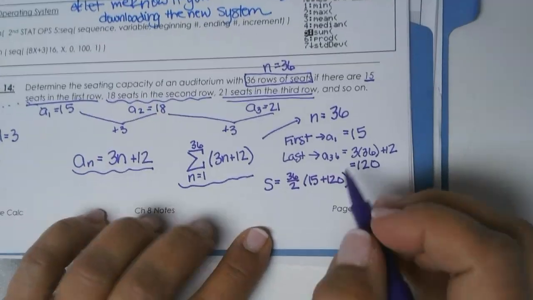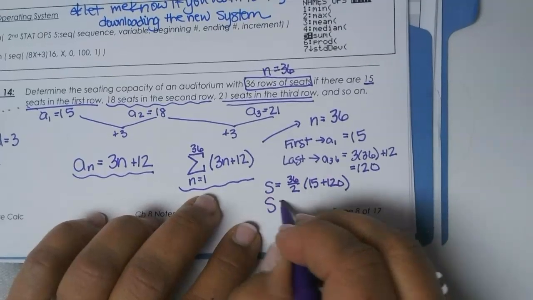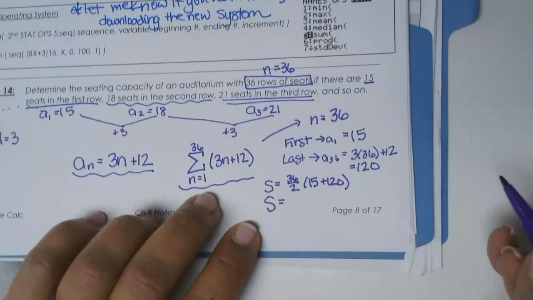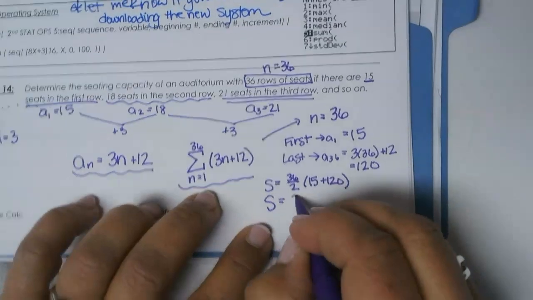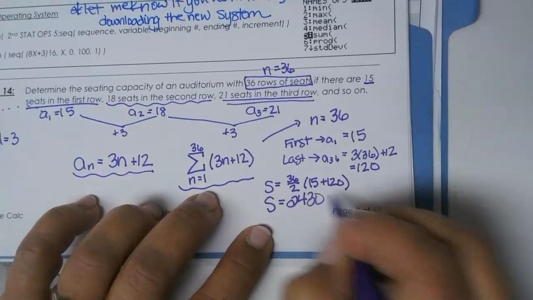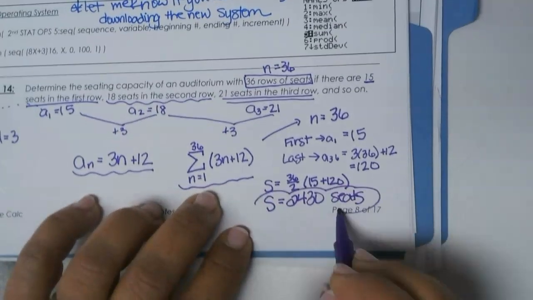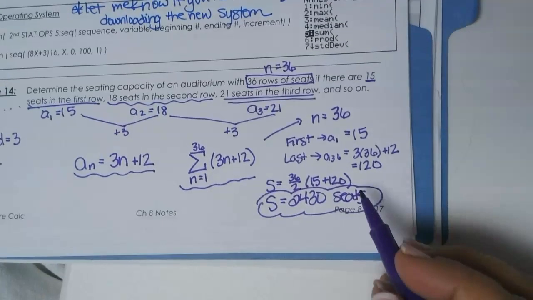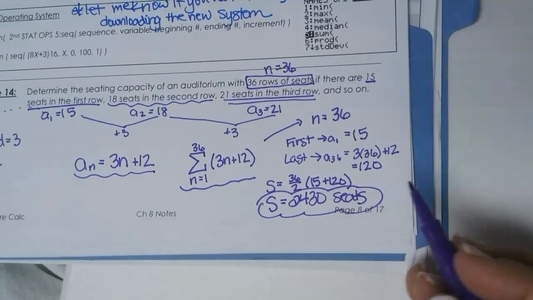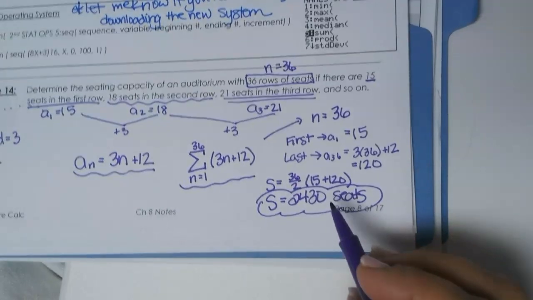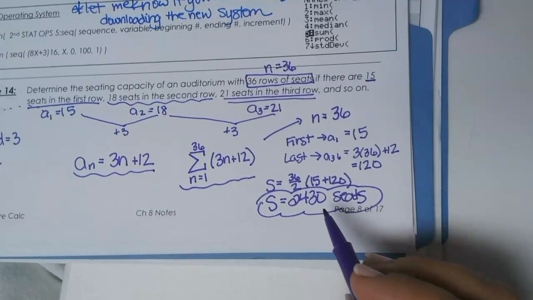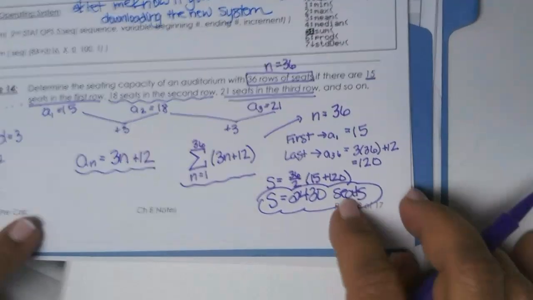So try putting that in the calculator to make sure that we get the correct sum. And hopefully you guys are getting 2,430 seats. Again, I'll put a unit on this sum because it was asking us a specific question. So that's the seating capacity. We can't fit any more people in seats than 2,430. Okay. So that's our 8-2.